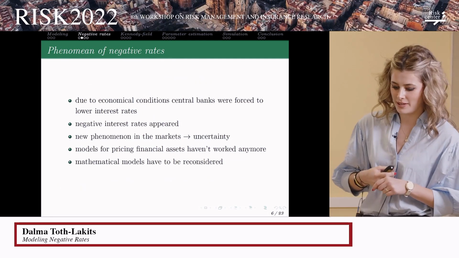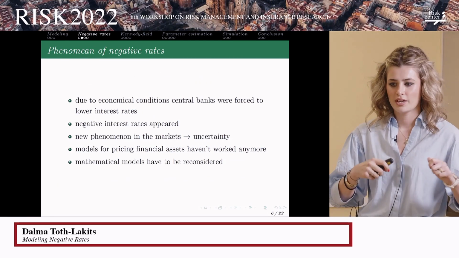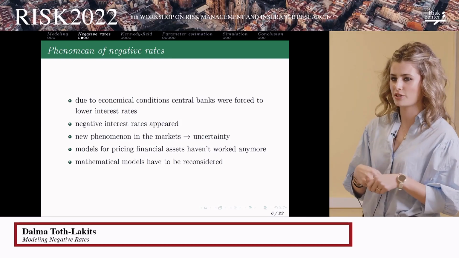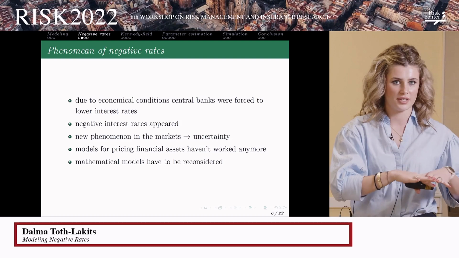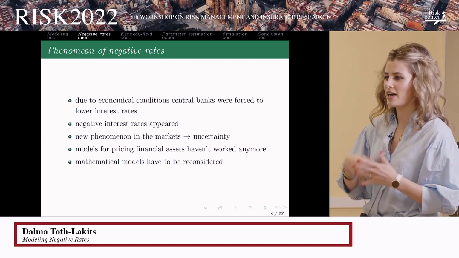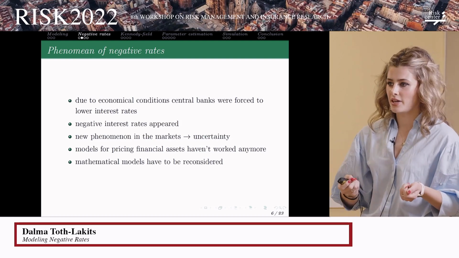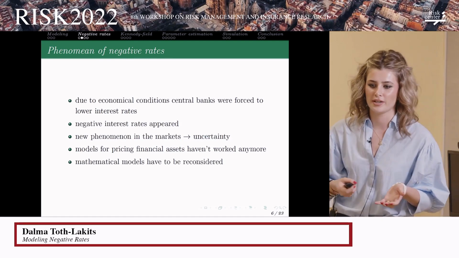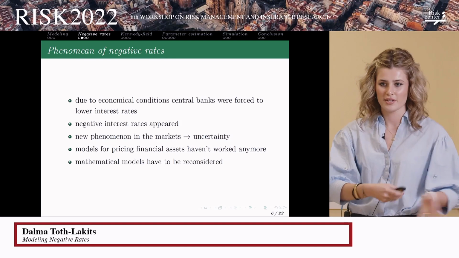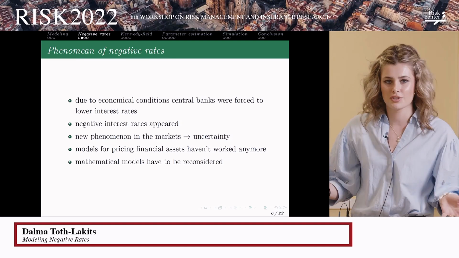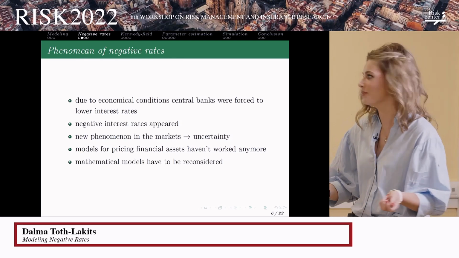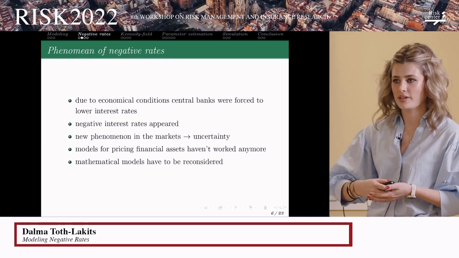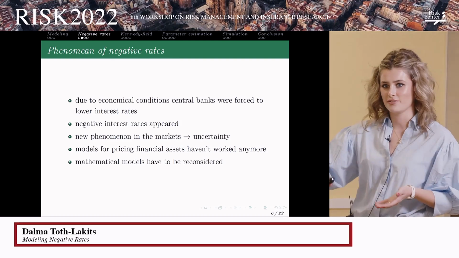It can be explained by the economic conditions: due to the economic conditions, the central banks were forced to lower the interest rates below 0, and that's how the negative rates appeared. So, at that moment, all the mathematical models which were used to model the interest rates failed, because there was an assumption that the rates could never be negative. So we have to reconsider all the models, or extend the models to negative rates as well.